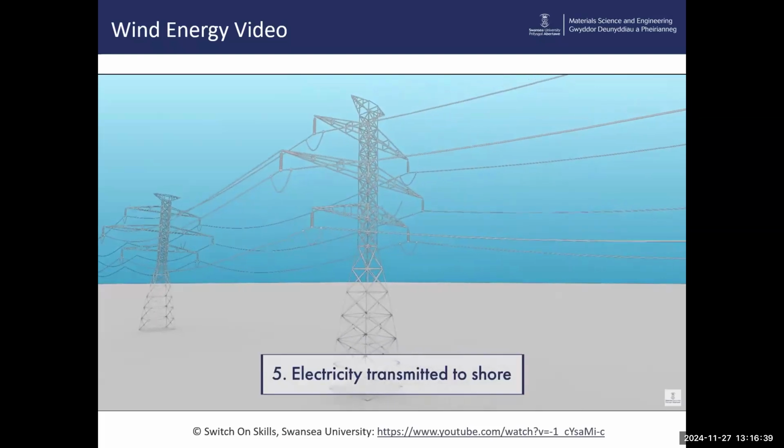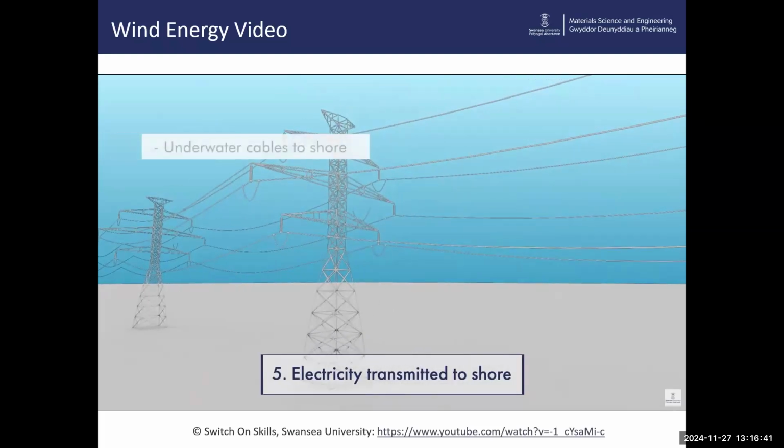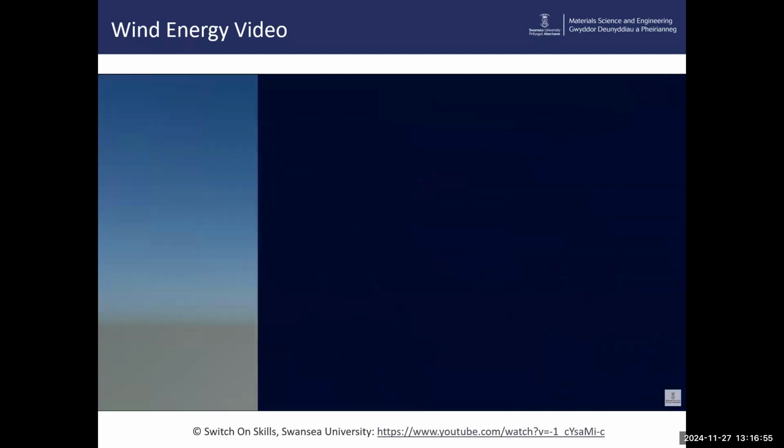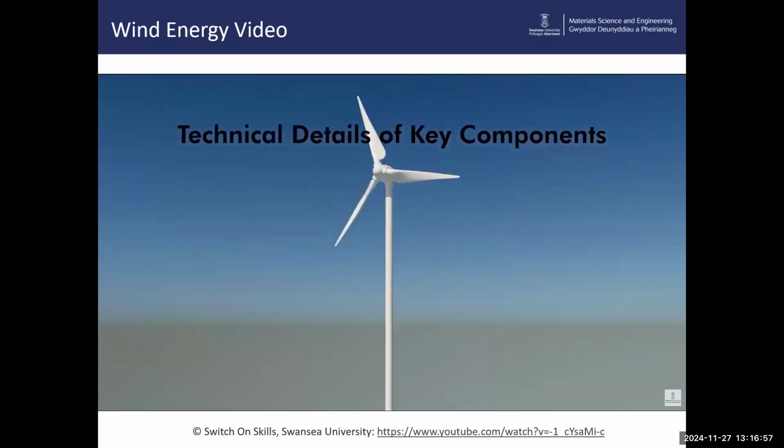The electricity is then transmitted via underwater cables to the shore and into the power grid. These cables are typically high voltage alternating current or high voltage direct current lines, depending on the distance to the shore. Now, let's consider some technical details of key components.